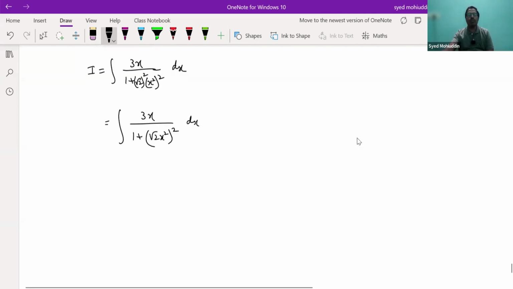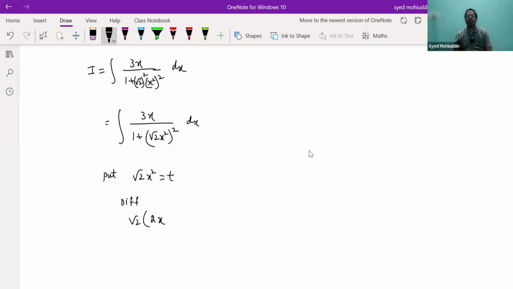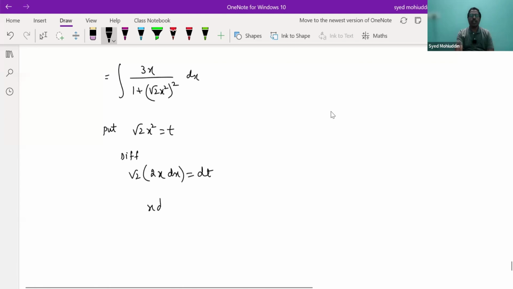Now once again go for the substitution method over here. You have to put what? Put root 2 x square equals t, right? If you differentiate this, root 2 as it is, differentiation of x square will give you 2x, and further differentiation gives dx equals dt. So x dx equals dt by. What will happen to this 2 and root 2? 2 root 2 will come in the denominator, just cross multiplying.